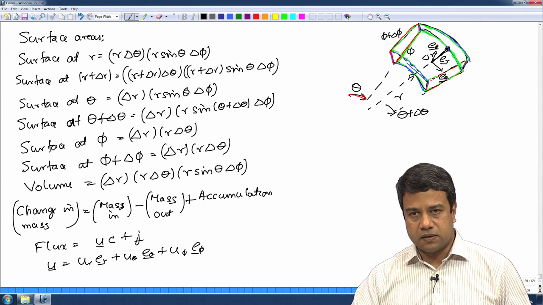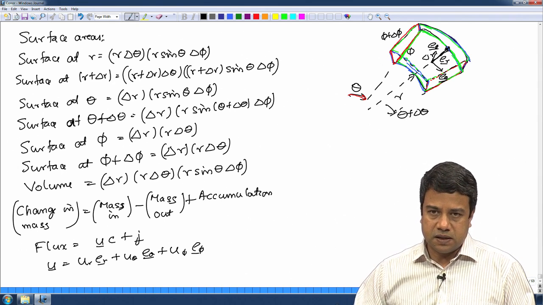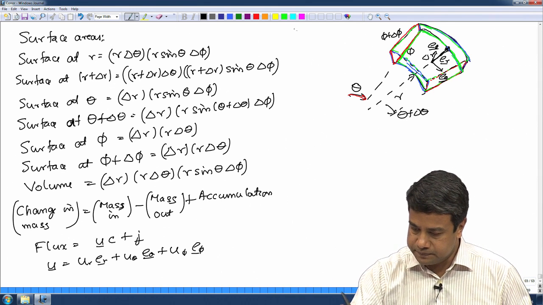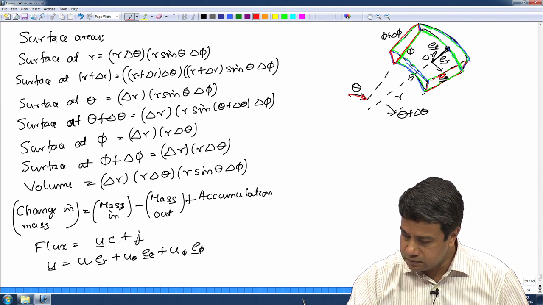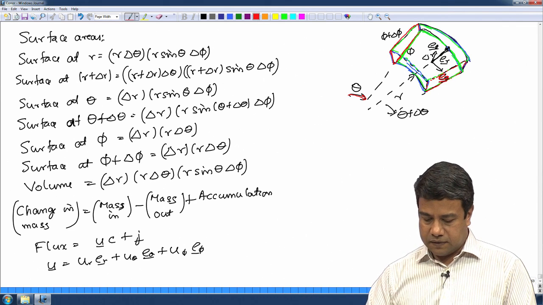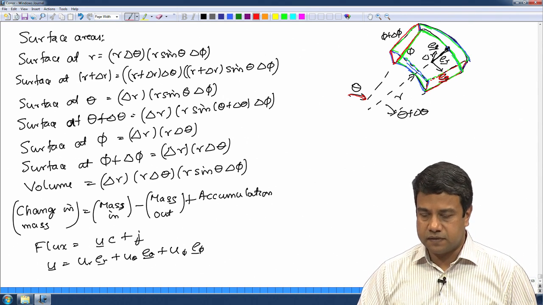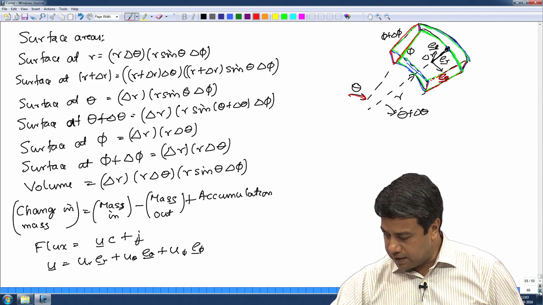e r is along the direction where r changes, along the direction of r. Theta changes because it is the angle from the z axis, so this is e theta, and this is e phi. I have to decompose these into different components and then write the fluxes times the surface area at each of these. So, let us proceed.